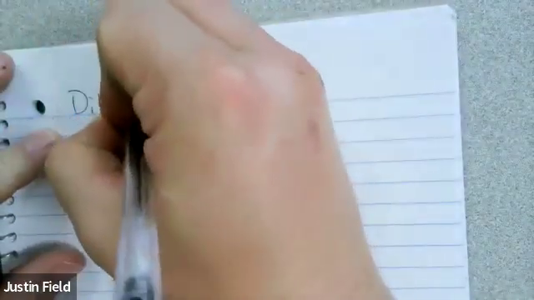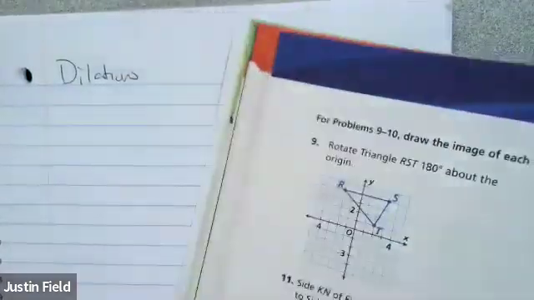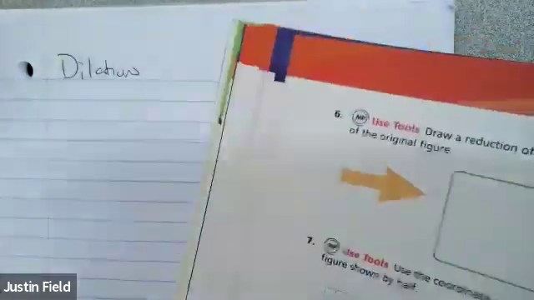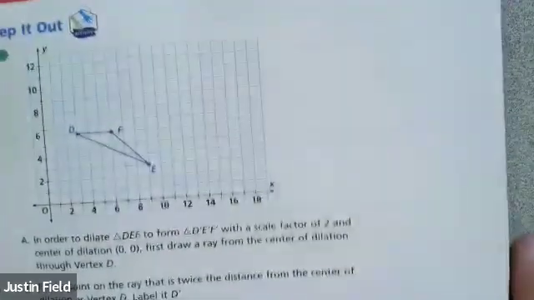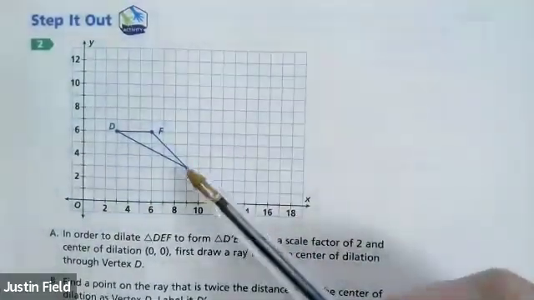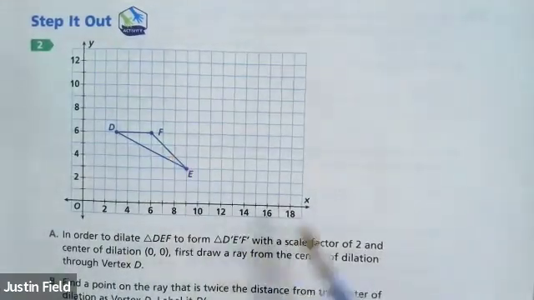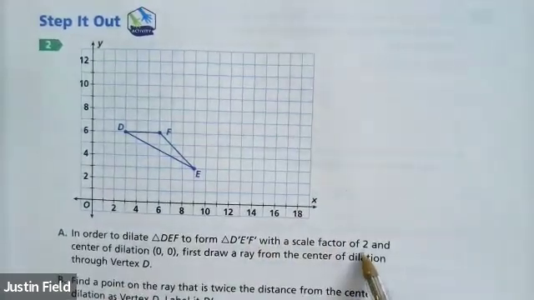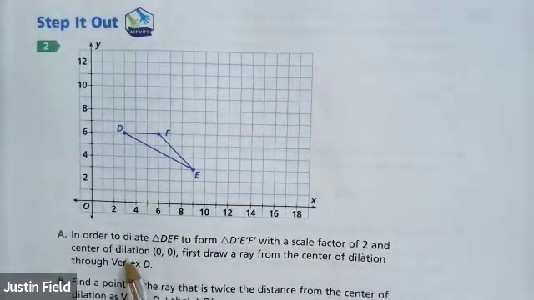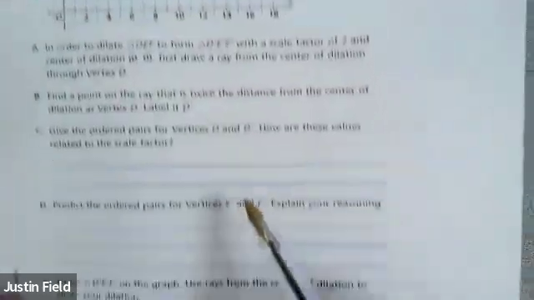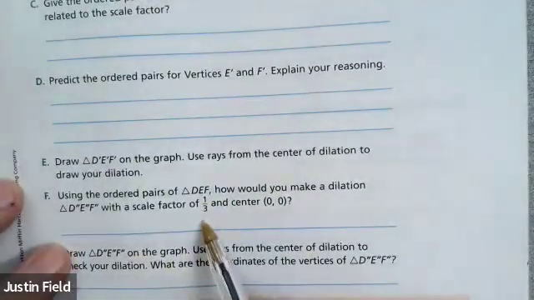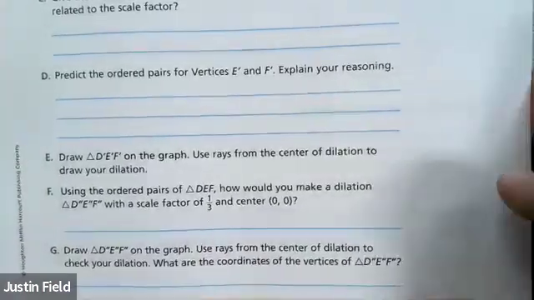Dilations. We're going to do the step it out problem. This is a good one from section 2-1. Here we are. All right, step it out. So here we have a triangle, and we're going to dilate this triangle, which means change its size, by a scale factor of 2, using a center of dilation at 0, 0. And then we're also going to shrink it by a scale factor of 1/3. That's what we're going to do to end the video.